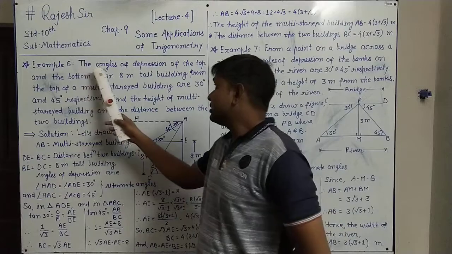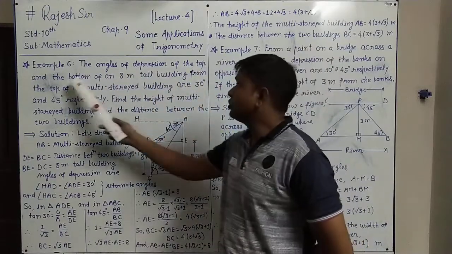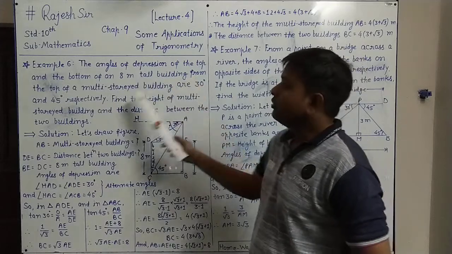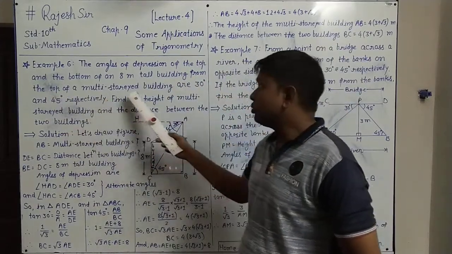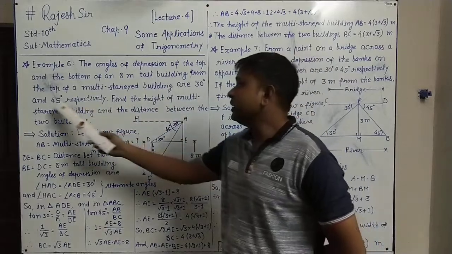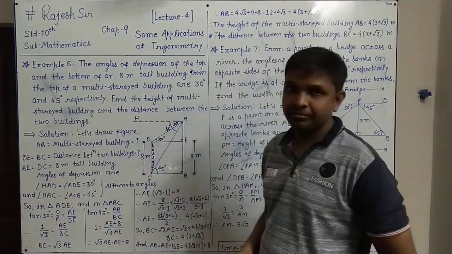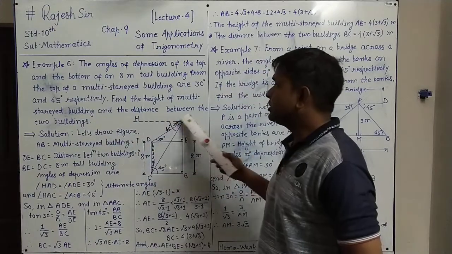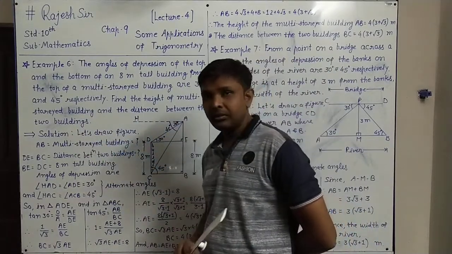So example 6: the angles of depression of the top and the bottom of an 8-meter tall building from the top of a multi-storied building are 30 degrees and 45 degrees respectively. Find the height of the multi-storied building and the distance between the two buildings.